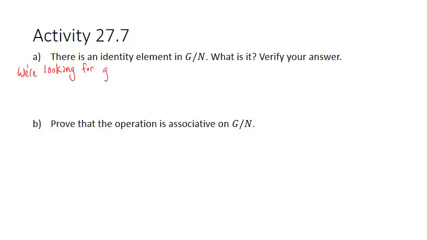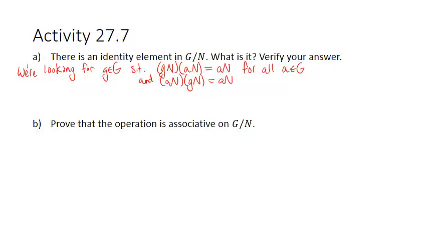So we're looking for an element g in G such that whenever we use the coset gN and multiply it by another coset, say aN, that will give us just aN for all a in G. And we also need aN to be able to be multiplied on the other side by gN as well, for all a in G.